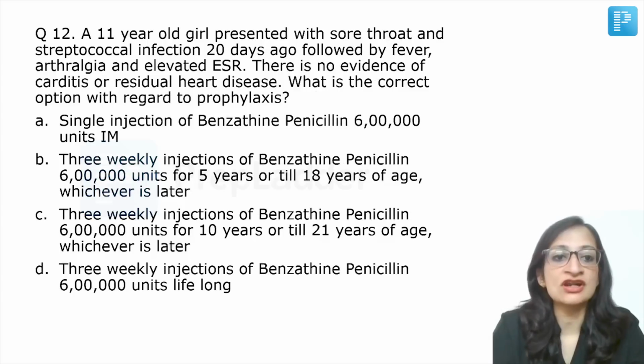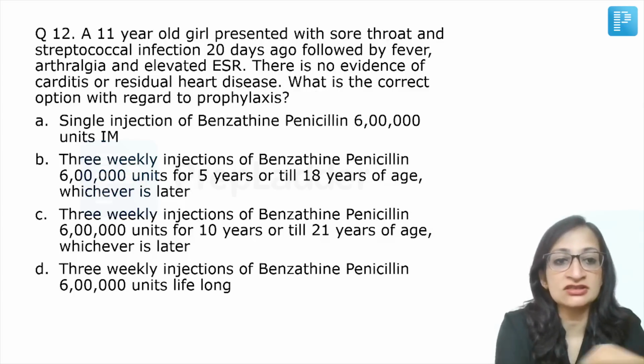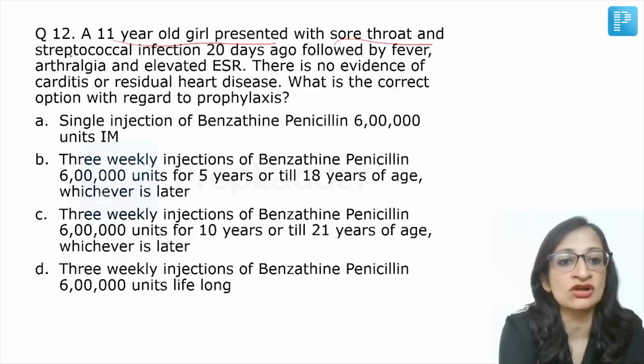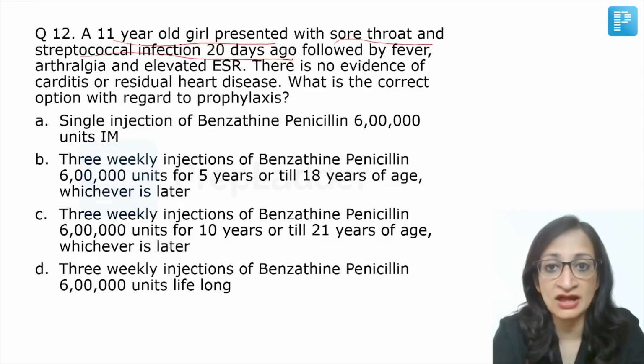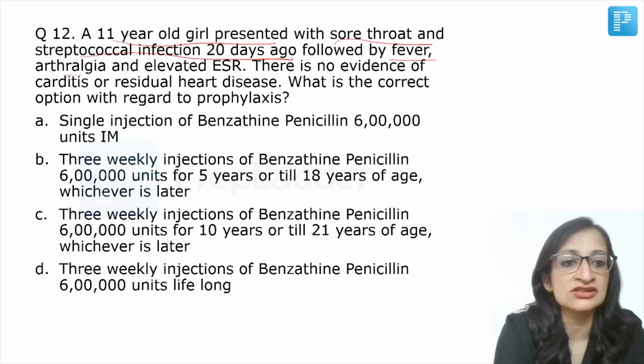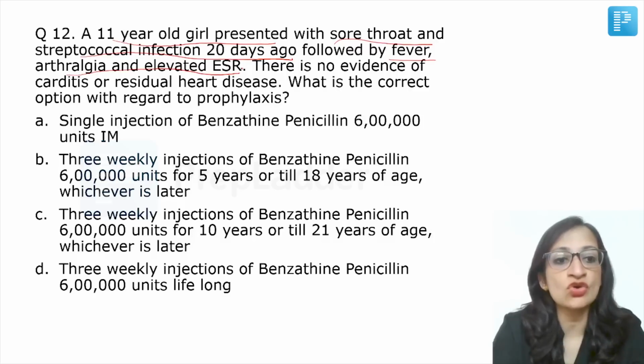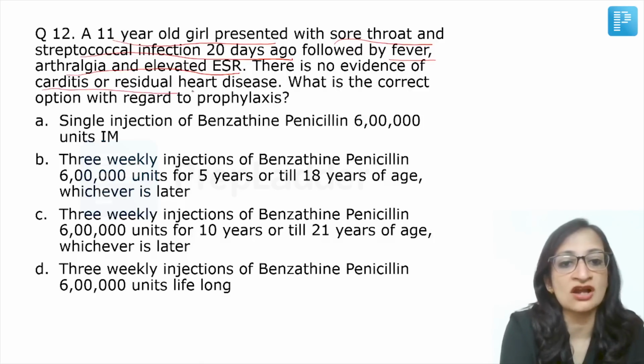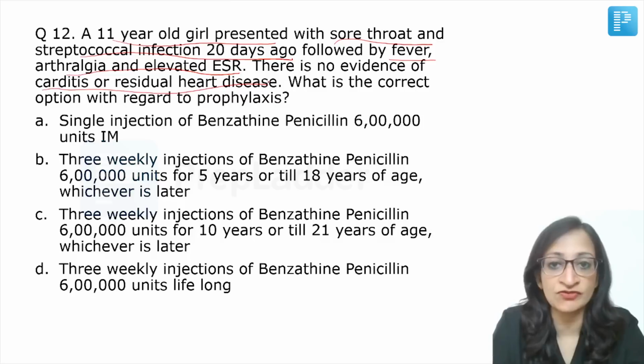Okay. So next question, friends, was a question on rheumatic heart disease. There was an 11-year-old girl who presented with sore throat and streptococcal infection 20 days ago, followed by fever, arthralgia, and elevated ESR. There is no evidence of carditis or residual heart disease. What is the correct option with regard to prophylaxis?